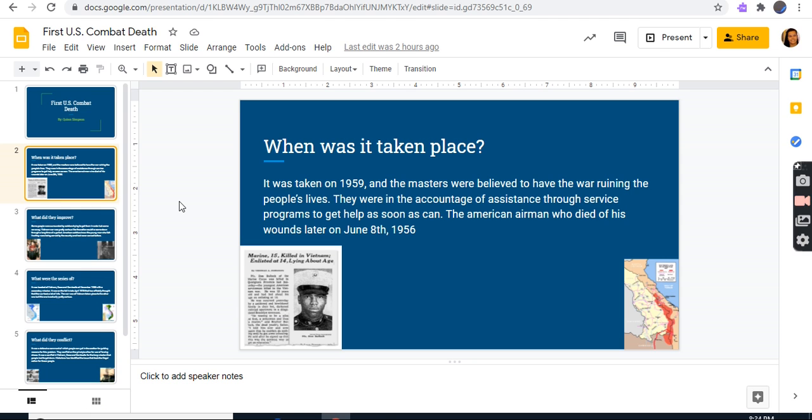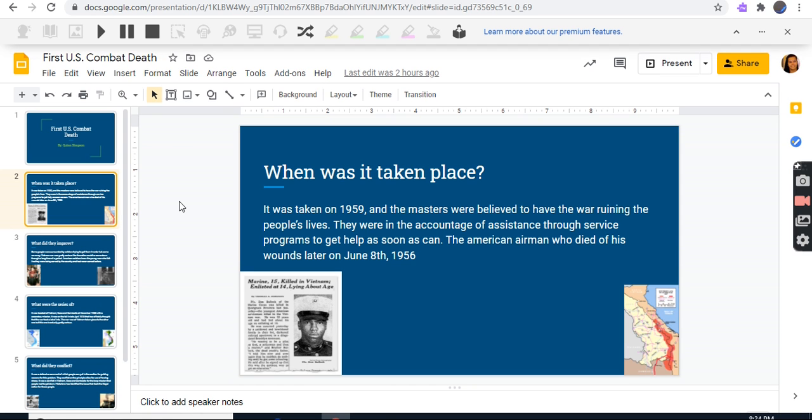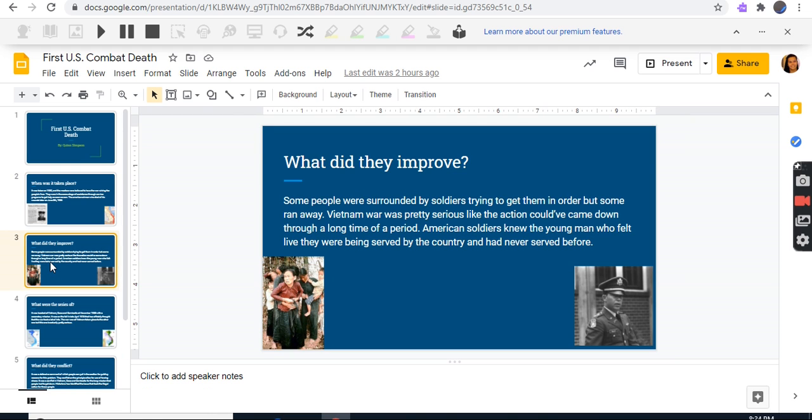When was it taking place? It was taken in 1959, and the masters were believed to have the war ruining the people's lives. They were in the accountage of assistance for service programs to get help as soon as they can. The American airman died of his wounds later, on June 8th, 1956. What did they improve? Some people were surrounded by soldiers trying to get them in order, but some ran away.